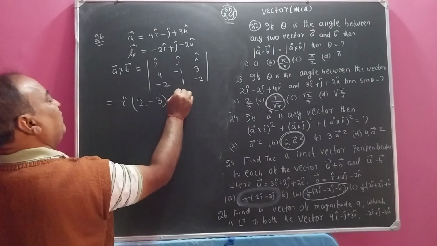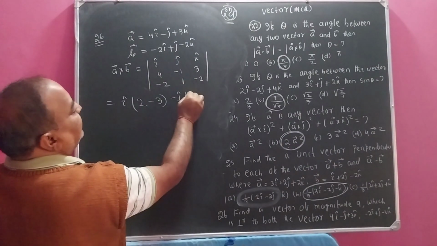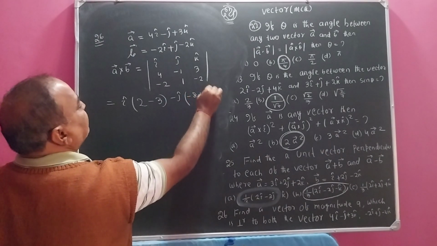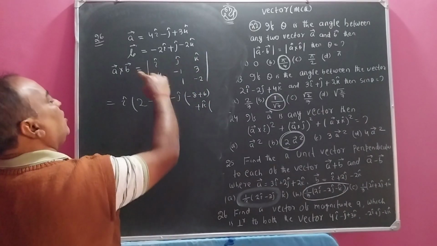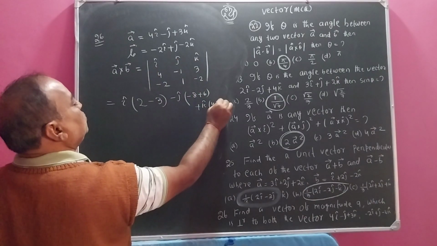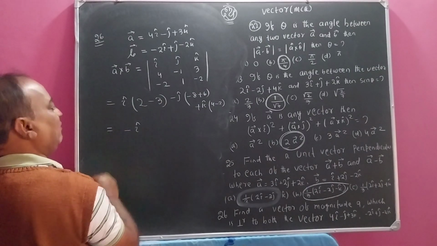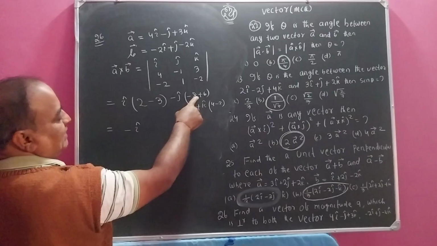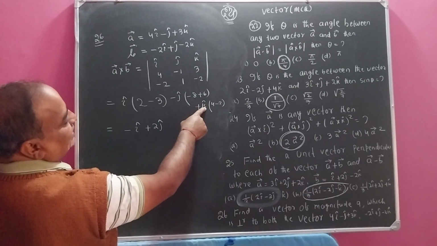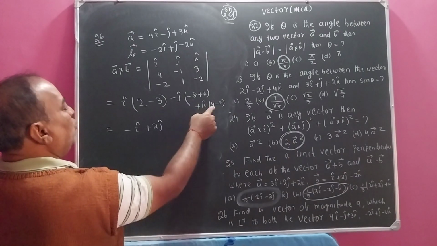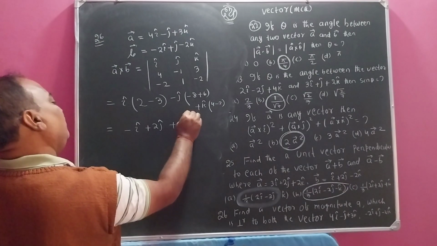Minus j cap. You have to delete these corresponding rows, corresponding columns. Minus 8 plus 6 plus k cap. You have to delete these rows, this column. 4 minus 2. Okay. So 2 minus 3, that is minus I cap. Minus 8 minus 6 minus 2 plus 2j cap. Then it is 4 minus 2k cap. Okay.